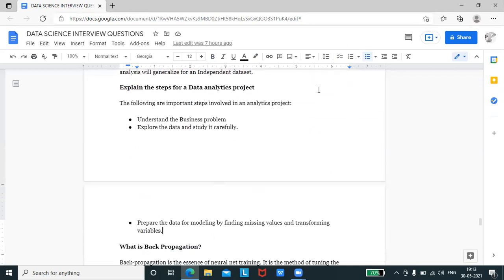So what are the steps for a data analytics project? You can see the steps there.